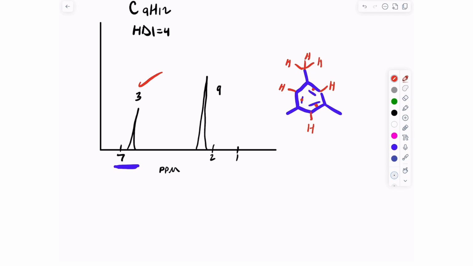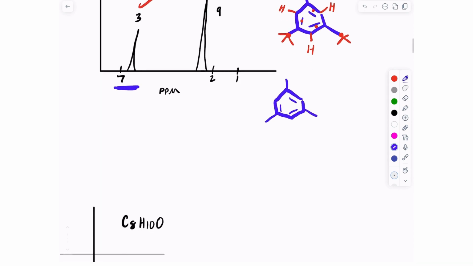And these hydrogens all around here, there's 9, and they also have no neighbors because there's no neighbors on this carbon, but they're all the same signal because it's symmetrical. So that would make for 9, which would check this off. So for this problem, it's an aromatic ring with 3 methyls.